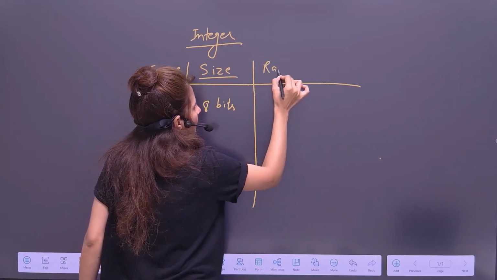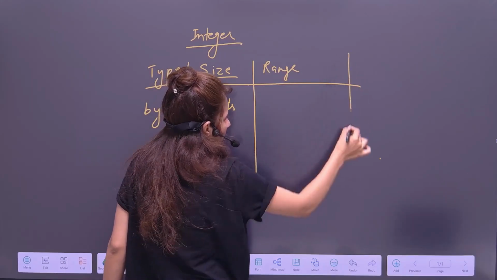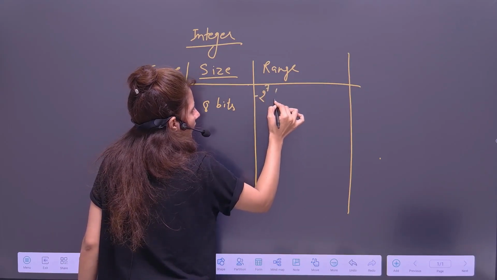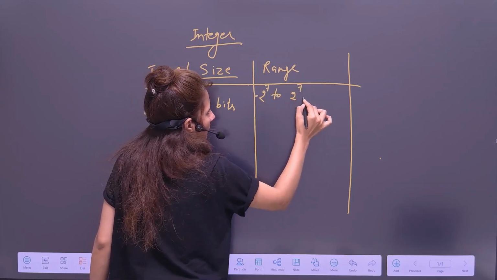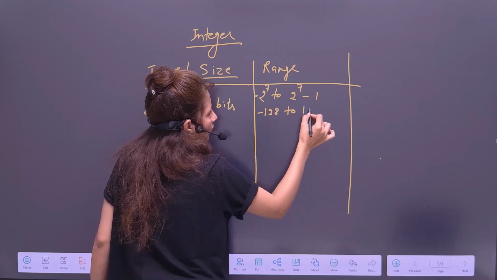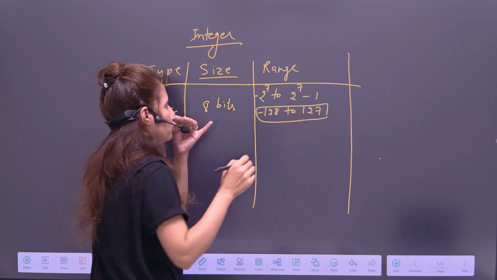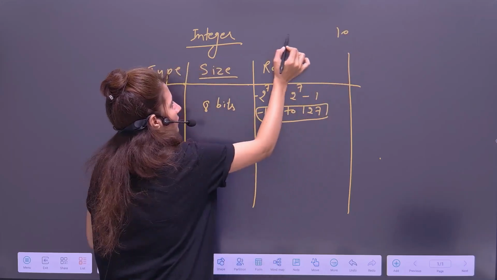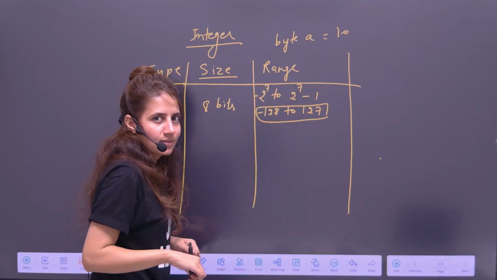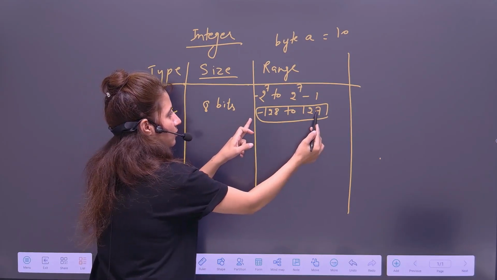Now the range, the minimum and maximum value you can store. What is the range? It's minus 2 raised to power 7 to 2 raised to power 7 minus 1. So it's minus 128 to 127 basically. This much of a number we can store. So if I want to store a simple 10 in a variable a, then rather than int, I can take byte. That would be enough because the range covers this much.